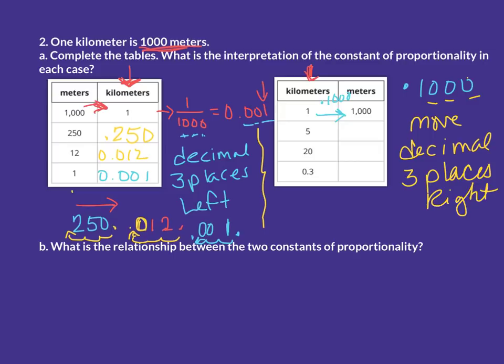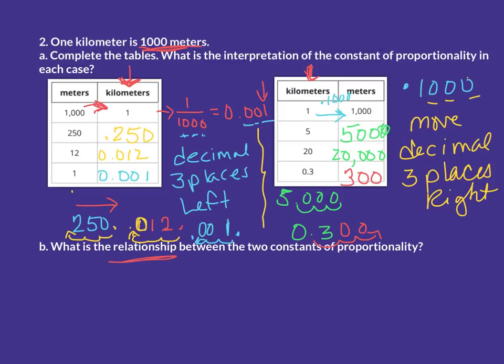So if I start with 5, that decimal is still like the period at the end of the 5. If I move it 3 places, 1, 2, 3, I put my placeholders in there, it's 5,000. I'm sure most of you probably knew that the answer was 5,000, but it's important to just remember the reason why. So 20 times 1,000, of course, is going to be 20,000. And 0.3, well, let's look at this one, 0.3. I move that decimal 1, 2, 3 places. So I only need 2 placeholders this time, and the last one is 300.